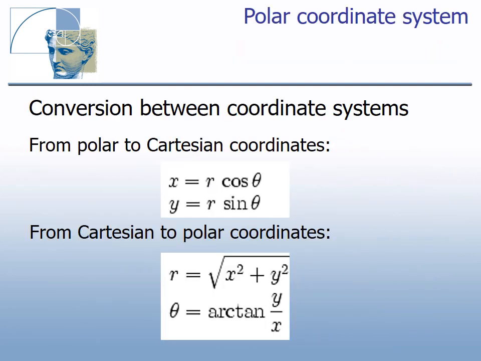Whenever we introduce a new coordinate system, the conversion between its coordinates and Cartesian coordinates has to be provided. Here we have the equations for the conversion. From polar to Cartesian coordinates we have the upper expression. From Cartesian to polar coordinates we have the lower expressions.